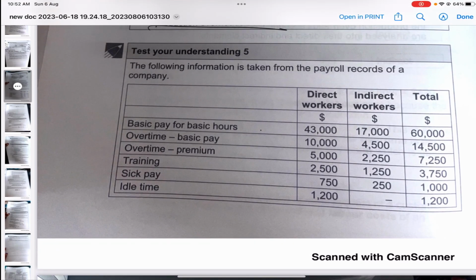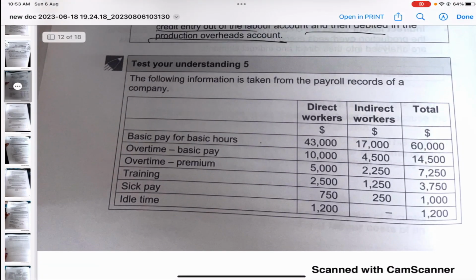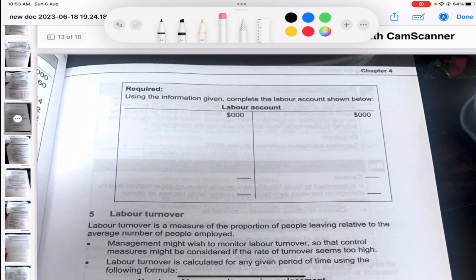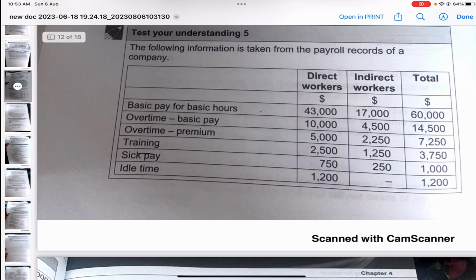Okay, let's start with our test your understanding 5. So what do we have to do over here? We have been given all the information. We have the basic pay for direct workers, for indirect workers, for total overtime and everything. All this is given. We need to basically put them down in your labor account. So it is very simple. So this is your labor account. Pause the video and do it by yourself and then you can check it with me.